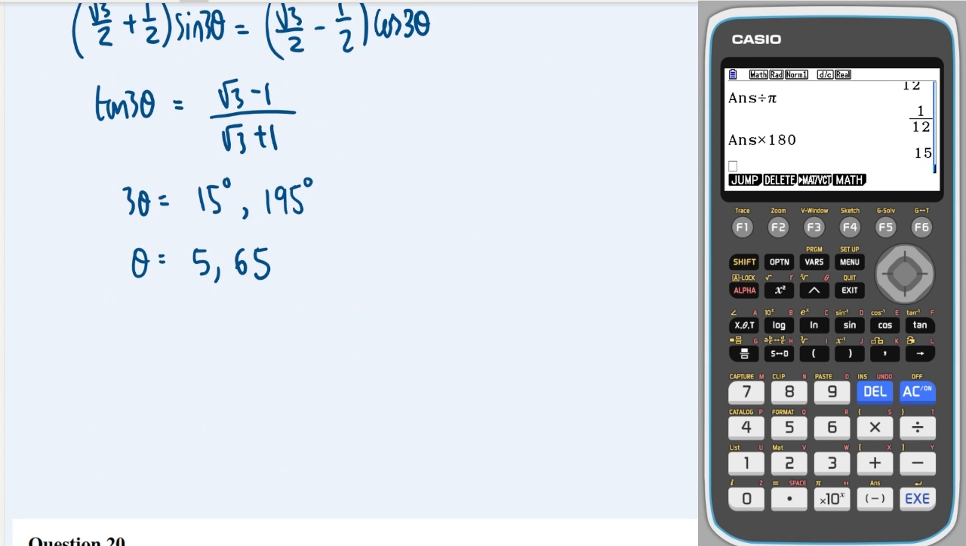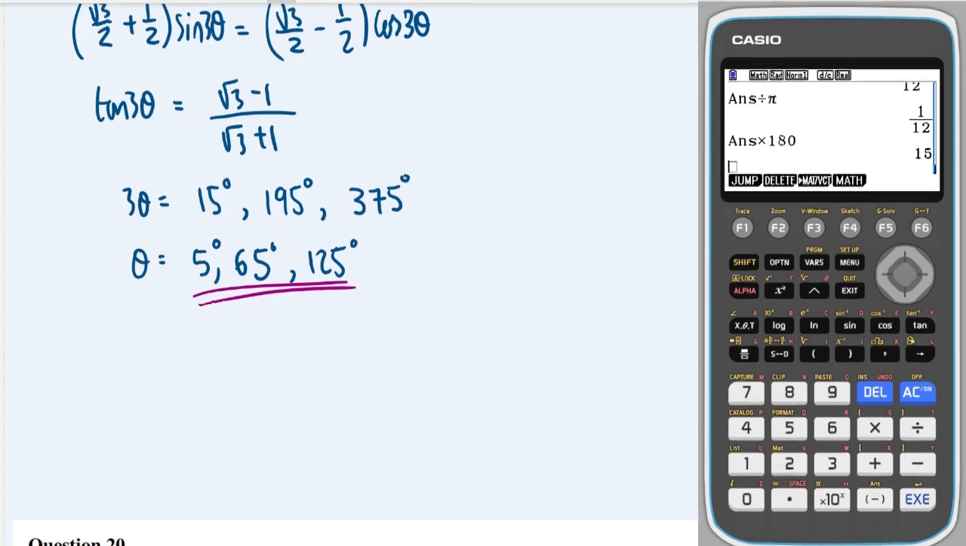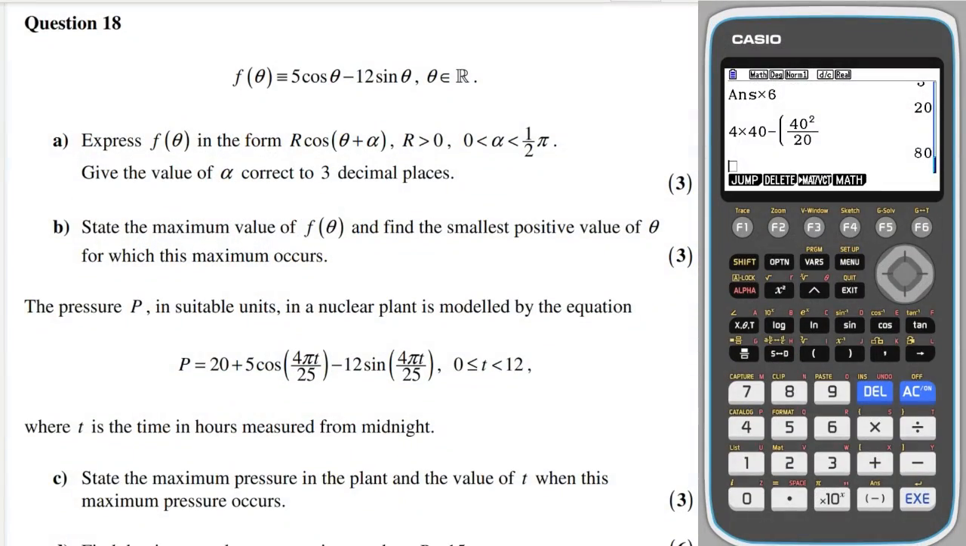So actually, I should have added another 180 here to make 375, because that is still within the 3 theta range. Dividing that through by 3 is going to give me 125. So these are my 3 solutions. Beautiful. Okay, trig modelling, and we are asked to put it into Rcos.